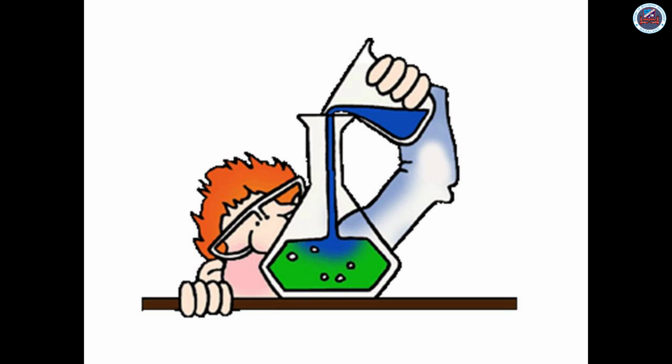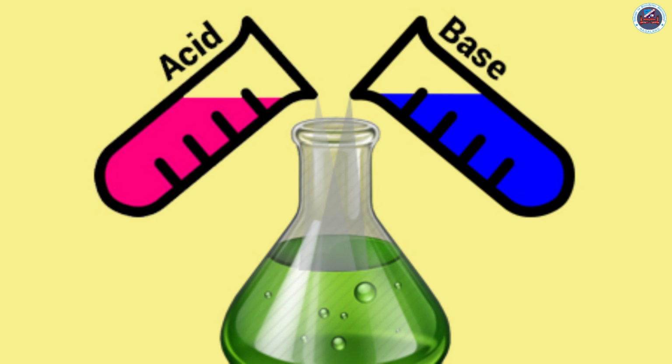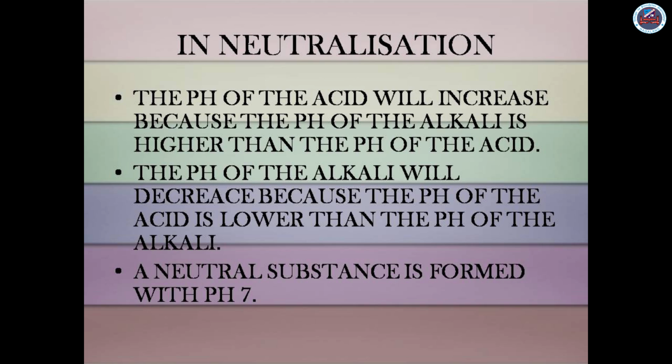I had told earlier that when we mix an acid and an alkali, it will cancel its power and become weaker. When we do this, the solution becomes a neutral substance. This is called neutralization. When we mix an acid and an alkali, the pH of the alkali will come down because of the low pH of the acid. Similarly, the pH of the acid will increase because of the alkali. If we mix them slowly drop by drop, then we can make the mixture a neutral substance with pH 7.